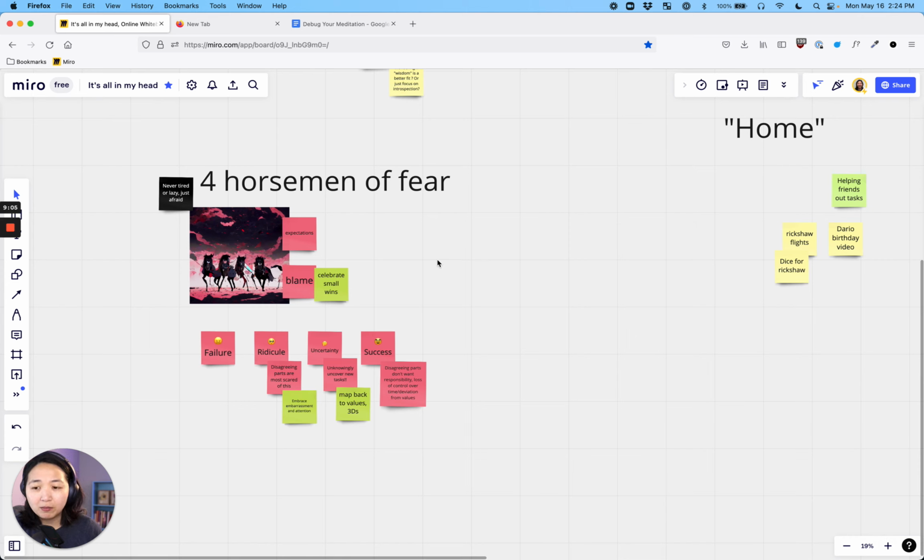So I am naming them, as Corey calls them, the 4 horsemen of fear, so that I can just be like, dude, I know you guys are here, stop, stop messing with me.